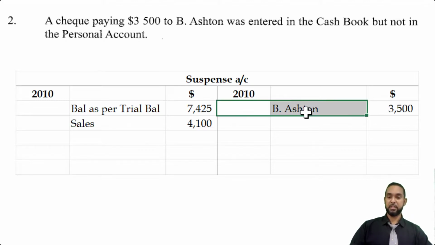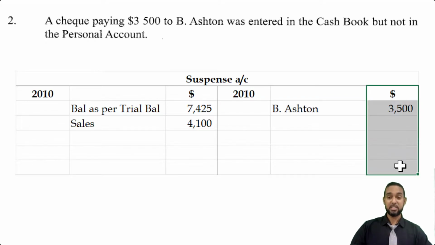Again, that's where the suspense account comes in. So you're seeing on the credit side here an entry for 3,500, and it says B. Ashton is the other account affected. Again, this is not a credit to B. Ashton. B. Ashton is on the credit side of the suspense account. This is a credit to suspense.